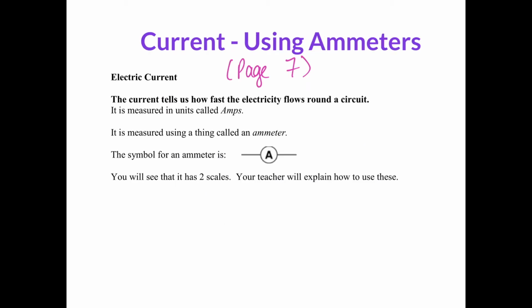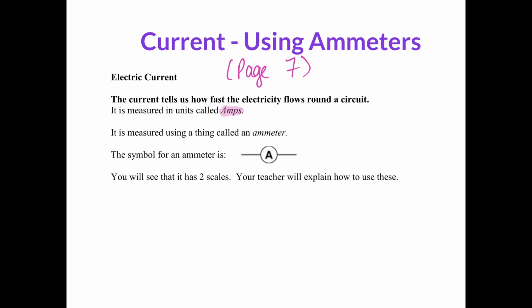So we have been looking at electrical circuits, and today we're going to look at electric current. Current tells us how fast the electricity flows around a circuit. It's measured in a unit called amps. In the same way that length is measured in meters or centimeters or millimeters or inches or miles, current is measured in a unit called amps. You may want to highlight that in your notes, and this is page 7 of your electricity booklet.